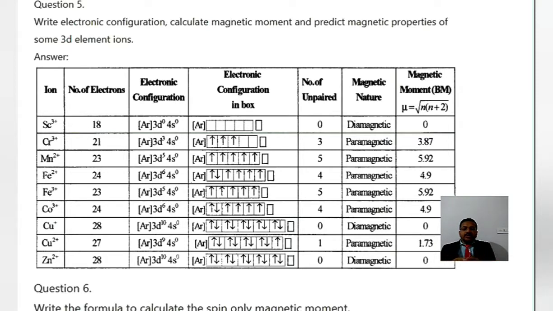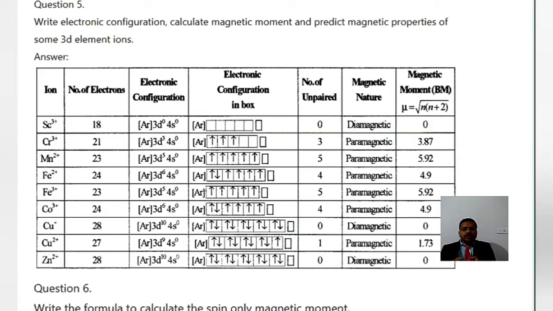The electronic configuration of scandium 3 plus is 3d0 4s0. In the normal scandium atom, the electronic configuration is 4s2 3d1. Scandium 3 plus means 3 electrons are lost. So thereby the new electronic configuration is 3d0 4s0. And here there are no unpaired electrons, and thereby the magnetic moment would be 0, square root of 0 into 0 plus 2, that is 0. Since no unpaired electrons are there, the magnetic property is diamagnetic.